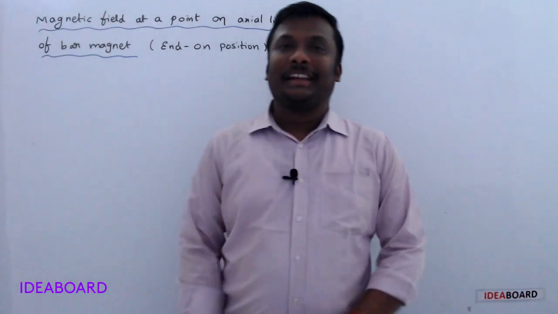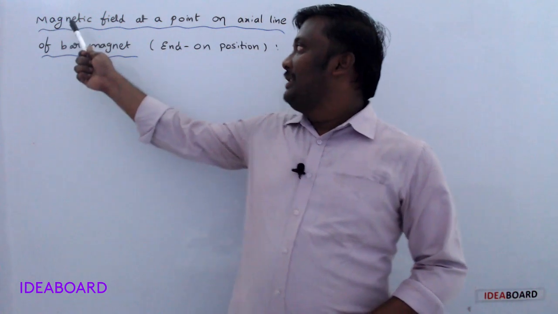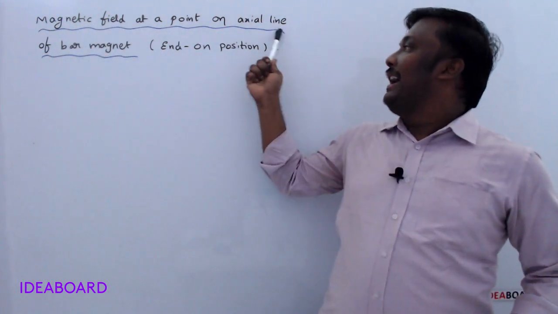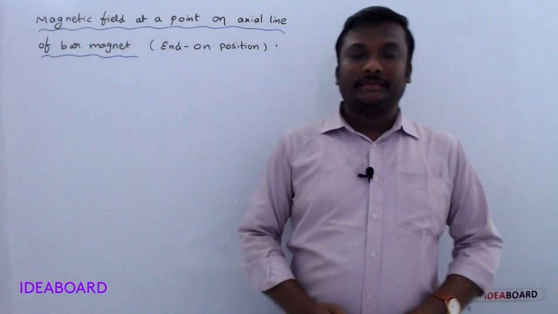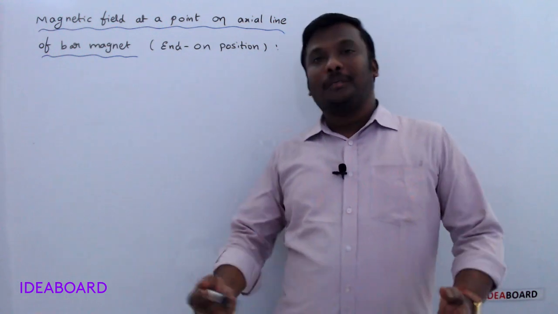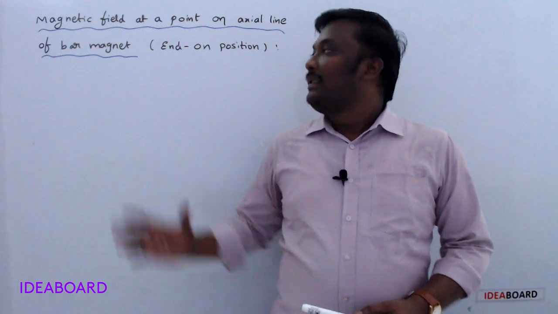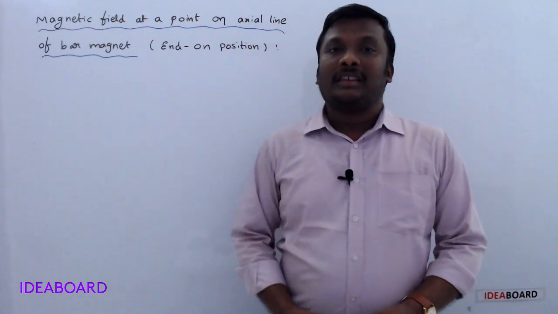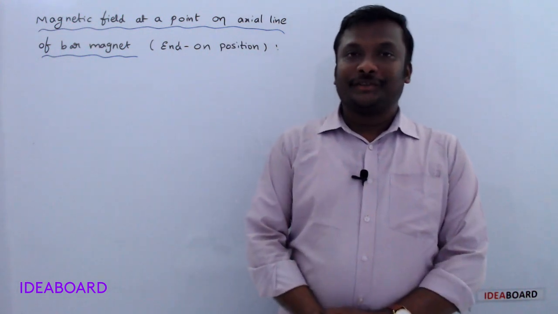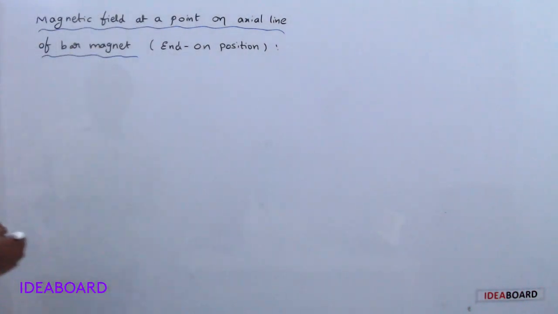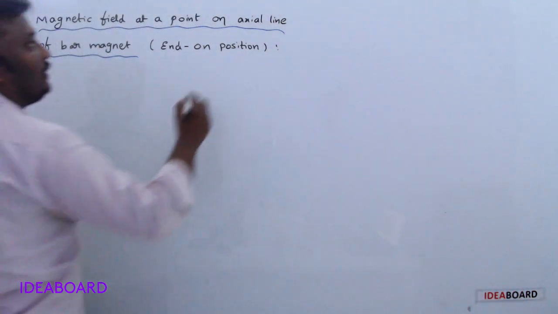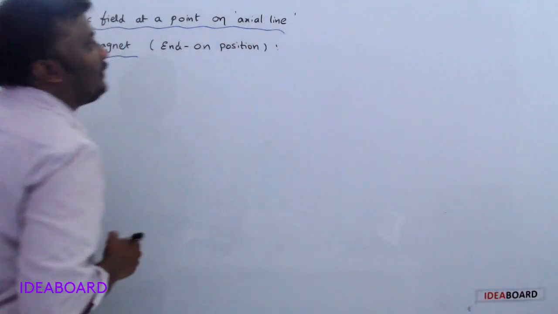Hi students, today we are discussing the magnetic field at a point on the axial line of a bar magnet. Before starting the class, open your books and note down the important points related to today's concept. Let us see. First of all, a word called axial line is used.